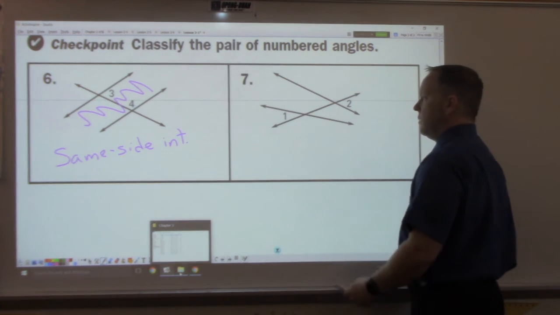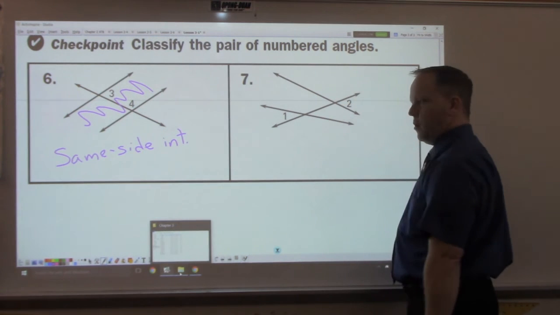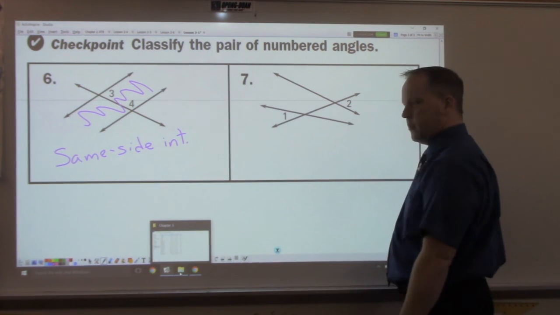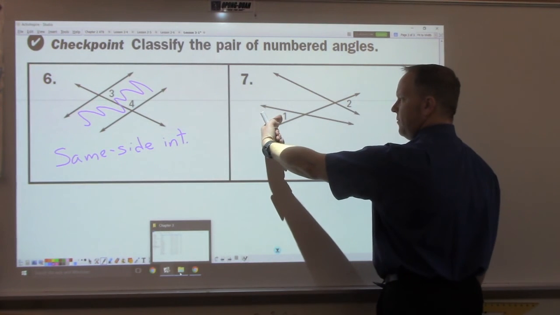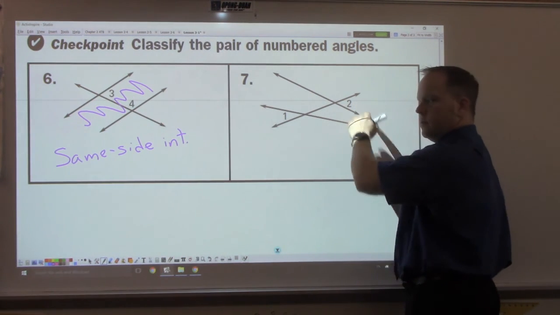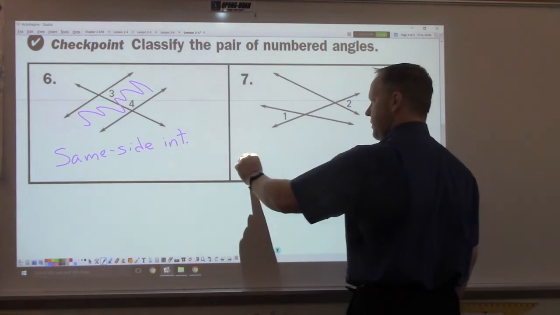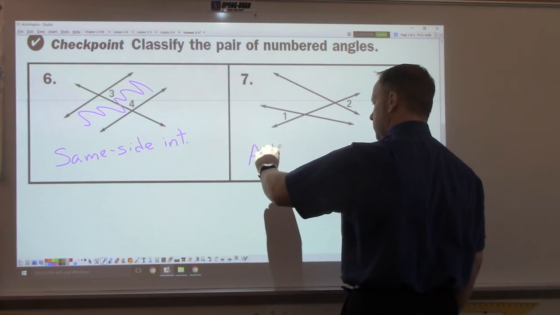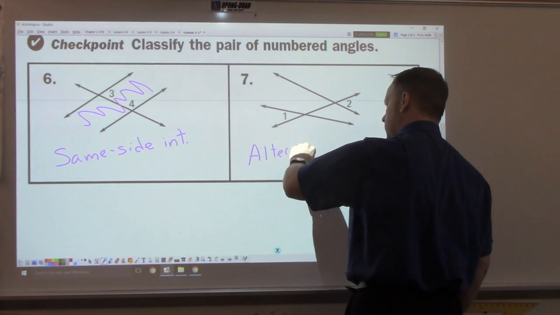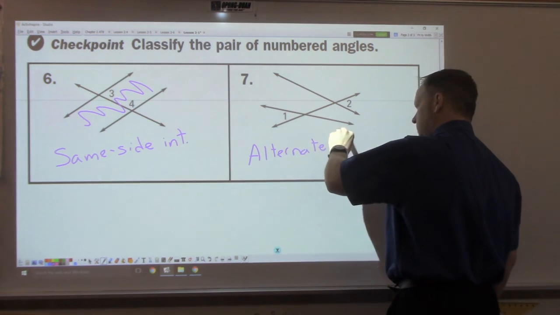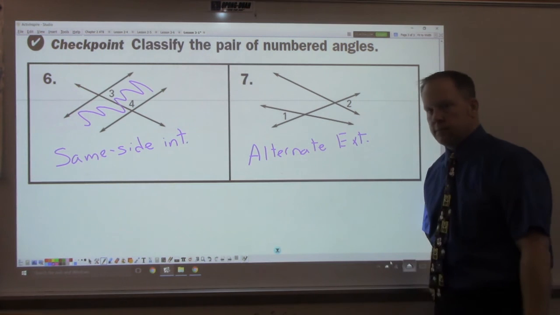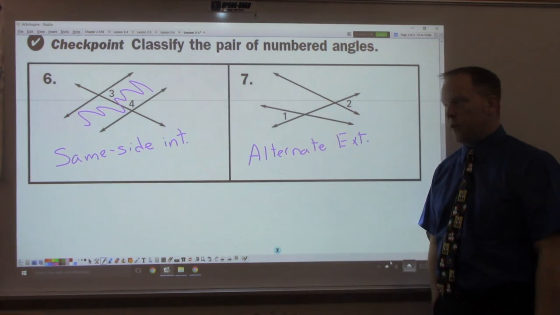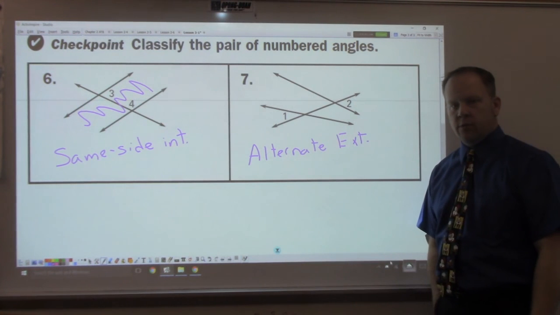Number 7, where is angle 1 and angle 2? Well, they're both on the outside, so there's some sort of exterior. 1 appears to be on the left, 2 is on the right, so that would be alternate exterior. And there you have it, folks. Go ahead and try your worksheet and do the problems on your own.